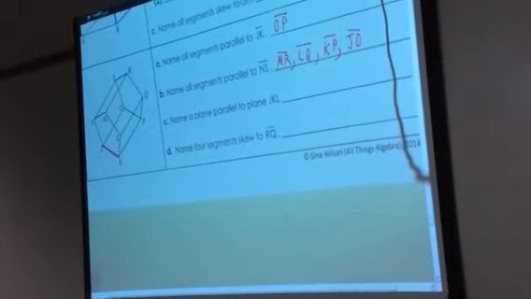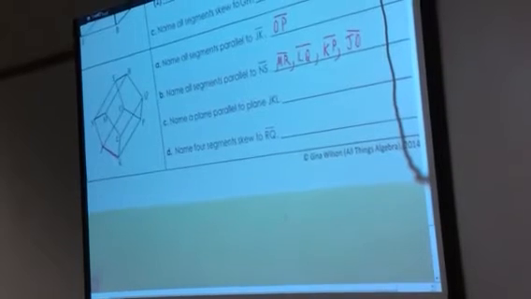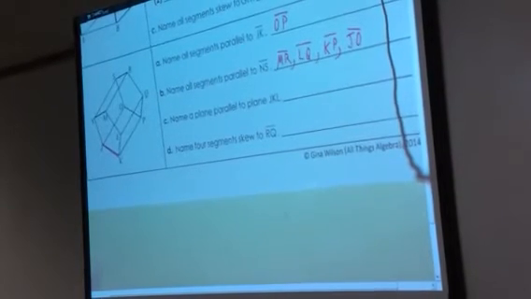What's the symbol for a plane? There's not really a symbol. Most of the time you just have to write out the word plane.